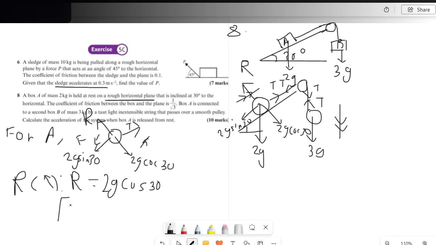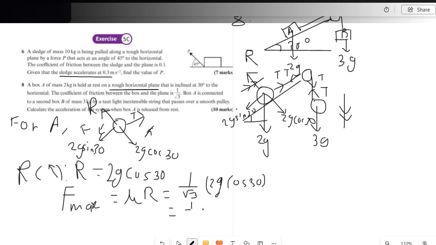So now we calculate the frictional force, or the maximum frictional force, or the limiting value of F, which is mu multiplied by R. As we know, mu is 1 by root 3 into R. So 1 by root 3 multiplied with 2g cos 30. And as we know, cos 30 is root 3 by 2. So we get 2g multiplied with root 3 by 2. The root 3s cancel each other out. Similarly, 2 and 2 cancel each other out. And so we should get g being the force of friction.